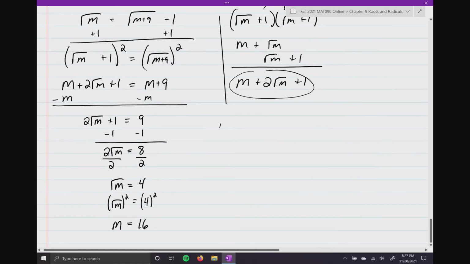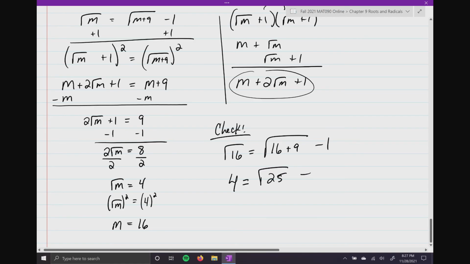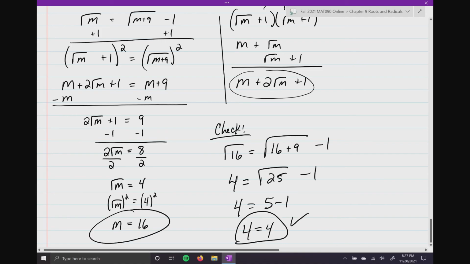So let me write check. All right, so we're going to have the square root of 16 has to equal the square root of 16 plus 9 minus 1. Well, the square root of 16 is 4. On the right-hand side, 16 plus 9 is 25. The square root of 25 is 5. And 5 minus 1 is definitely 4. So I know m equals 16 is a good solution.